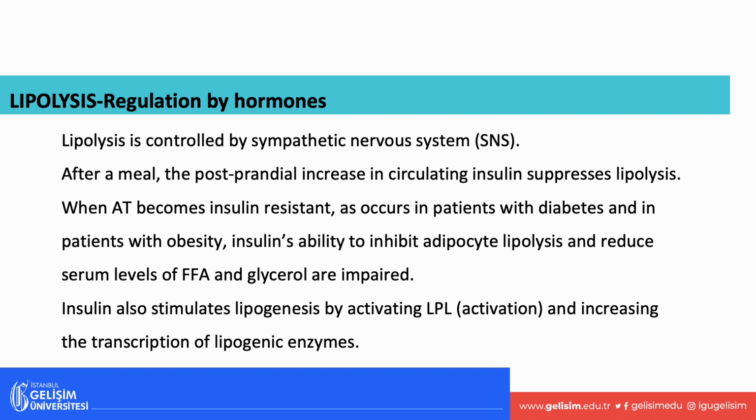Lipolysis is regulated by the sympathetic nervous system. So after a meal, insulin levels increase and suppress lipolysis. However, in conditions such as diabetes and obesity, where adipose tissue becomes insulin resistant, insulin is no longer able to inhibit lipolysis effectively. Insulin also has the ability to stimulate lipogenesis, the process of synthesizing new fat molecules by activating LPL and increasing the transcription of lipogenic enzymes.